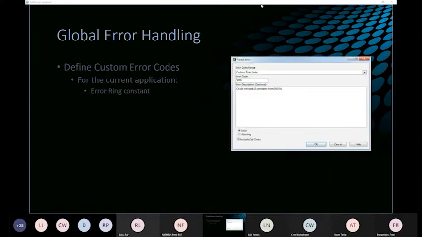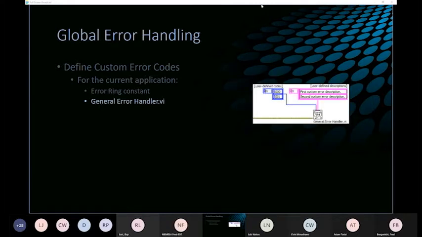This is how you configure the error ring. In the top pull down, you select custom error code. That will give you a field where you can type in the error code. So you see 5,000, and then you type in a description, and that will identify or define your custom error code.